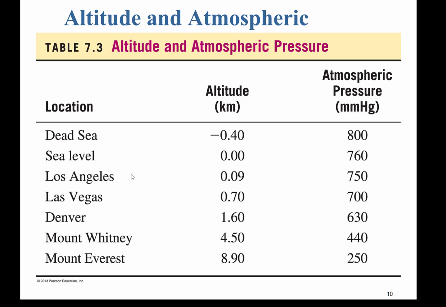Okay, so here's a chart that has altitude and atmospheric pressure. So you can see at sea level, we said that it's 1 atmosphere, which is 760 millimeters, and that as we go to higher and higher altitudes, the atmospheric pressure is less.